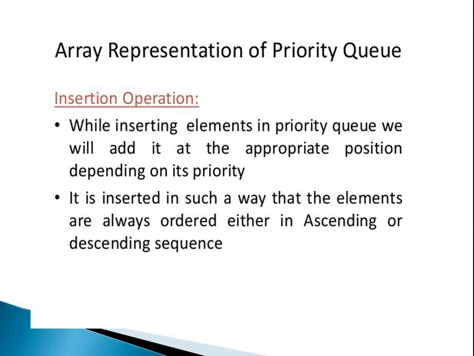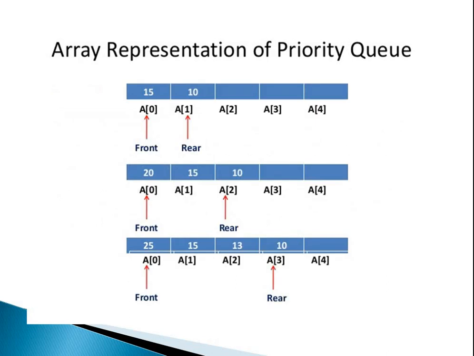Different operations of the priority queue. Insertion operation. While inserting an element in the priority queue, we will add it at the appropriate position depending on its priority. Again, there is no calculation; you have to set the position of the element as per the priority. It is inserted in such a way that the elements are always ordered either in ascending or descending sequence. So you have to check the sequence of the elements, whether it is ascending or descending, and then accordingly set the priority.